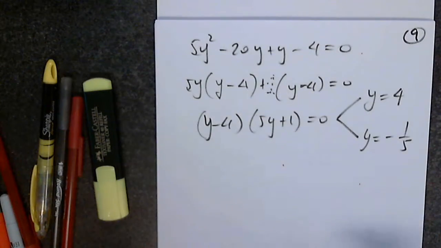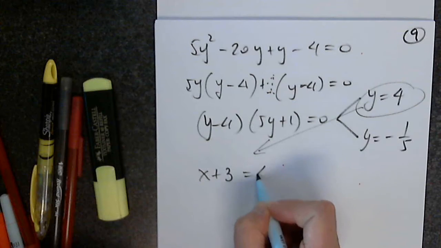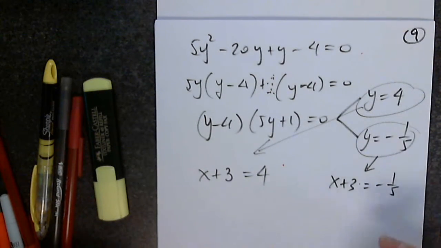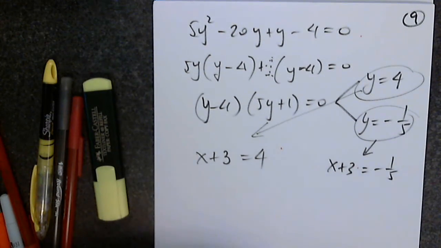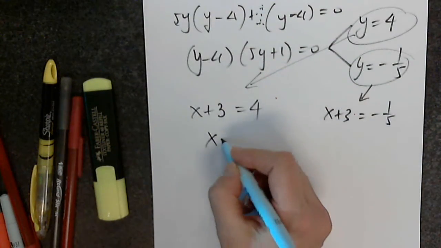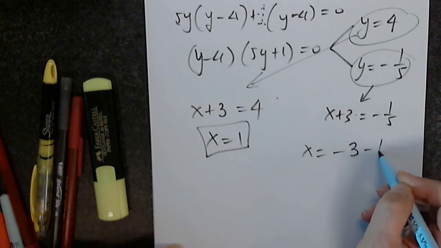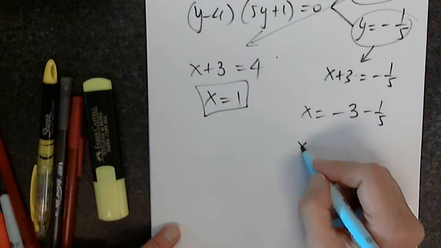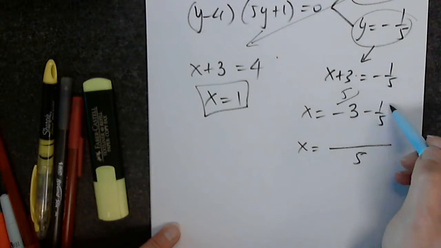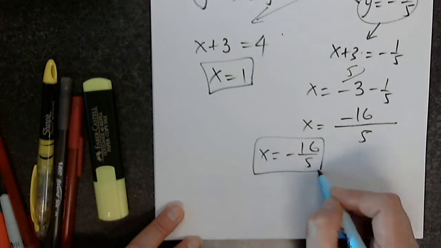But that's not good enough. I have to go back and say this equation is really x plus 3 equals 4. And this equation is really x plus 3 equals negative 1/5. From the first equation, I get that x is 1 indeed. And from the second equation, I get that x equals negative 3 minus 1/5, which is, the least common denominator is 5. I need a 5 up here, negative 15 minus 1, negative 16, or x equals negative 16 over 5.